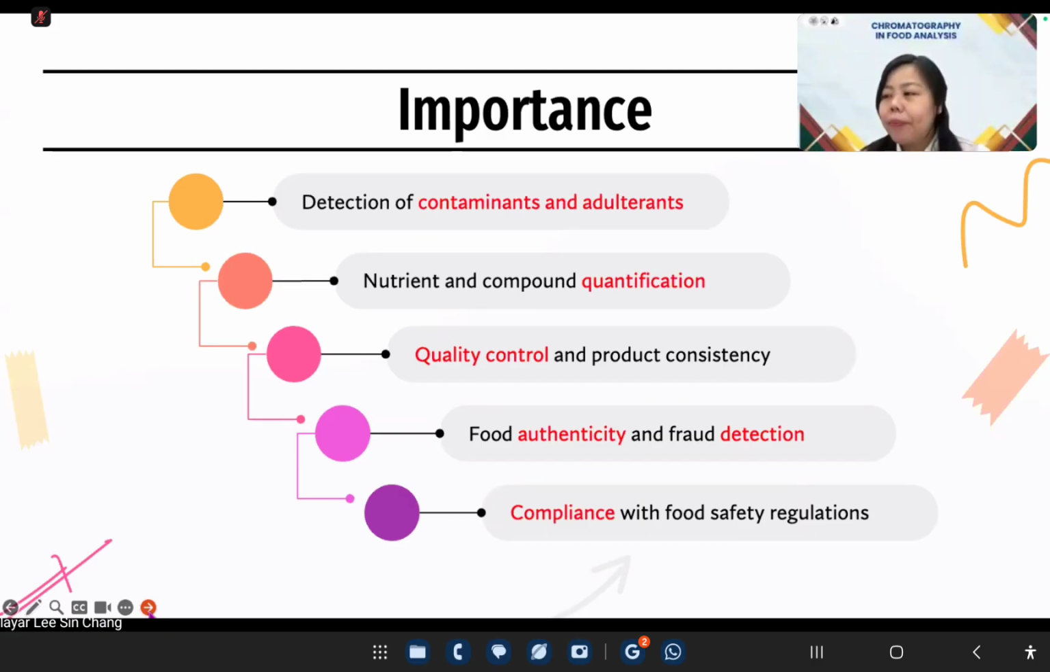I think you all know that the halal issue is very serious. They want to detect whether the food is contaminated with non-halal components, so they need to run HPLC to detect. And also it's very important to identify the nutritional composition. We need to know how much protein, how much carbohydrate, everything.